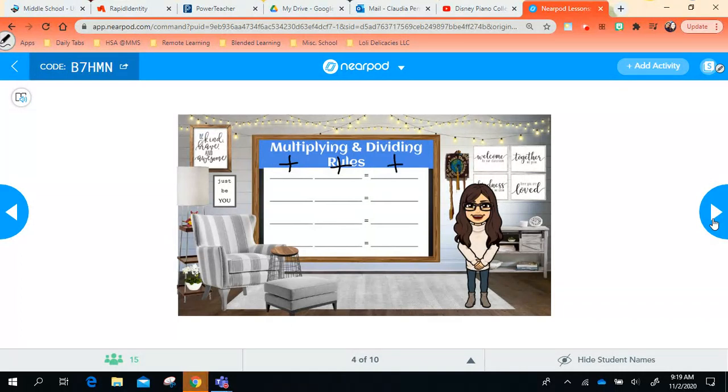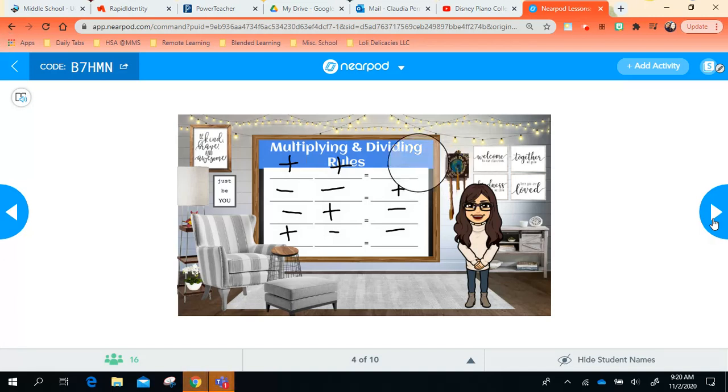Positive. Good. If we have a negative times a negative number, what's our answer going to be? It's going to be positive. If we have a negative and a positive number, or a positive and a negative number, our answer is going to be what? It is going to be negative. Good. So make sure that you remember this. If not, that you know where it is in your notes.